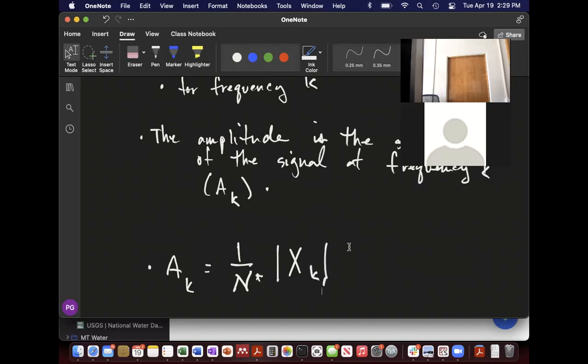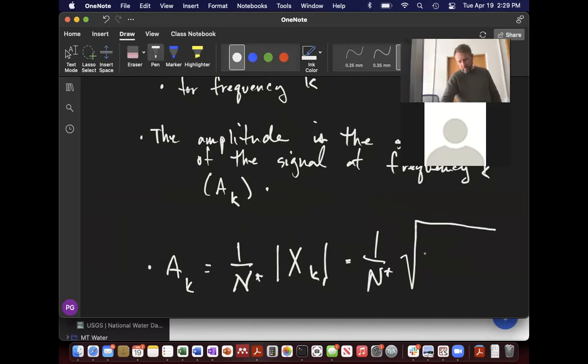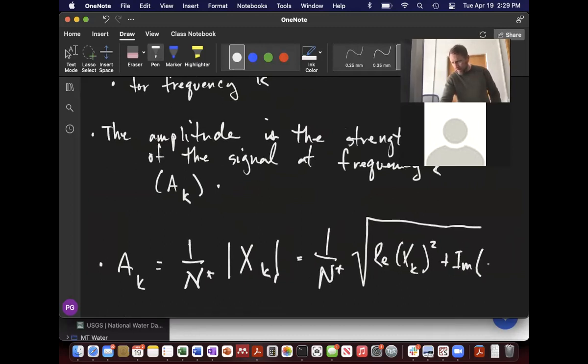All right, so if we were doing this hardcore math, then we could write out what the absolute value of an imaginary number is. It's the square root of the real part of X sub k squared plus the imaginary part of X sub k squared. When we do this in Python, Python has a data type for imaginary numbers. If you tell it to take the absolute value of an imaginary number, it will automatically do this square root of the real and the imaginary part. You don't have to do that. All right, so this is how we can calculate the amplitude. So this will be equation 3.